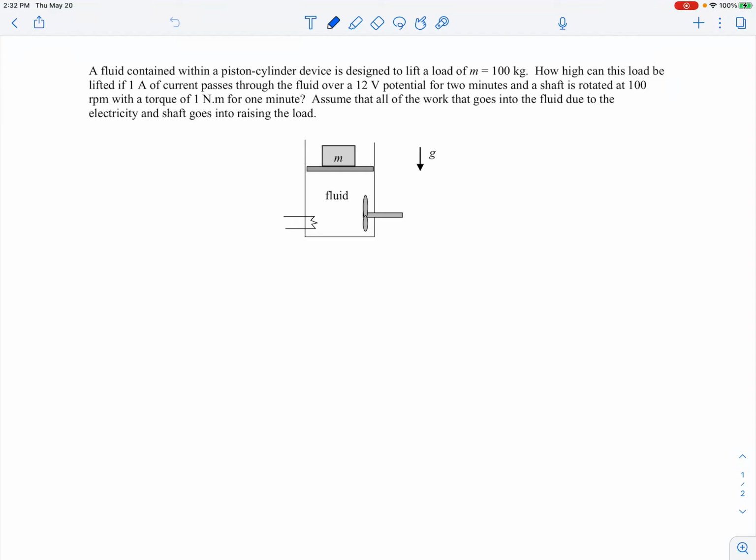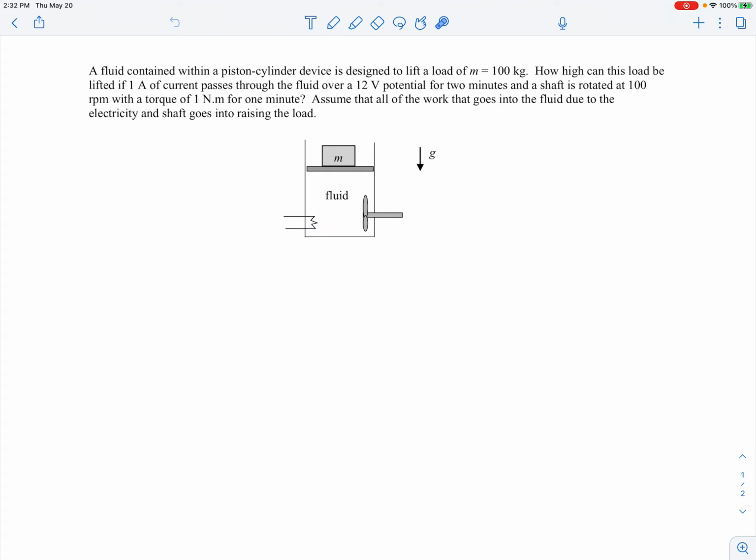In this example, we're told that we have a fluid contained within a piston cylinder device shown here. So here's the fluid, that's the piston, and it's designed to lift a load of 100 kilograms right there. How high can this load be lifted if 1 amp of current passes through the fluid over a 12-volt potential for 2 minutes? So that's what this is.